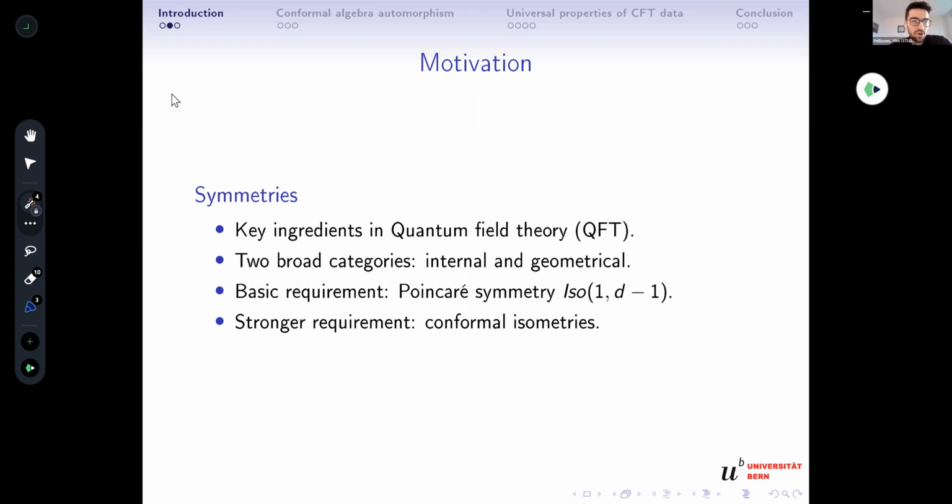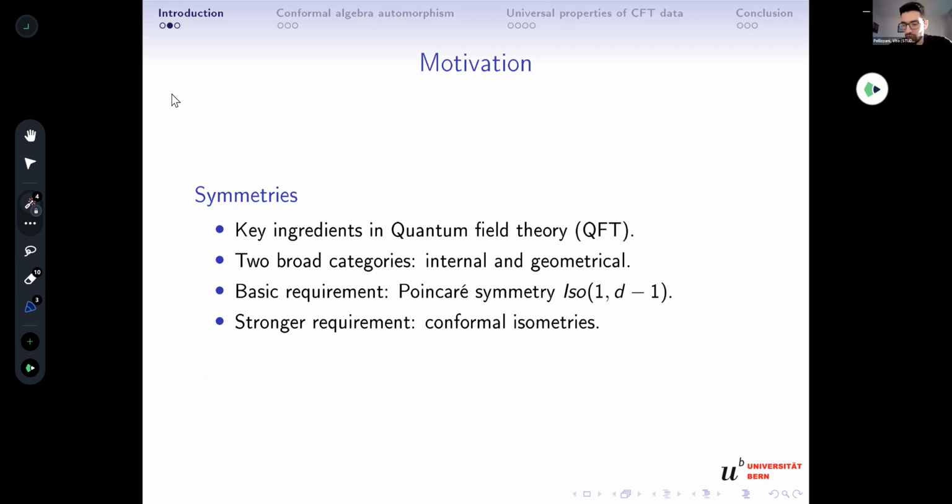And so we broadly classify them into two categories, right? The first one are called internal symmetries, and they act on quantum fields themselves, right? Those objects that we use to describe particle interactions and stuff like that, right? And the other sort of symmetry act on the space-time coordinates.